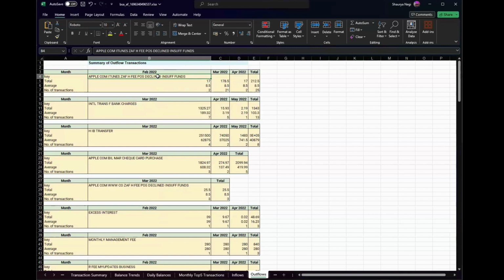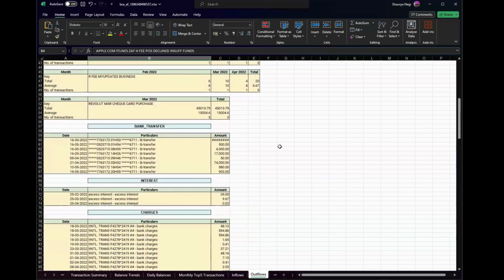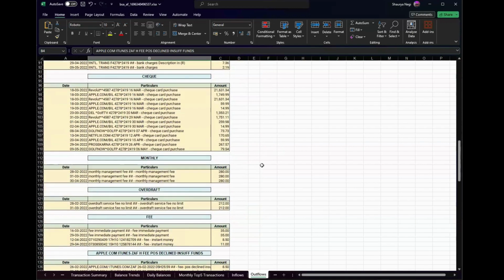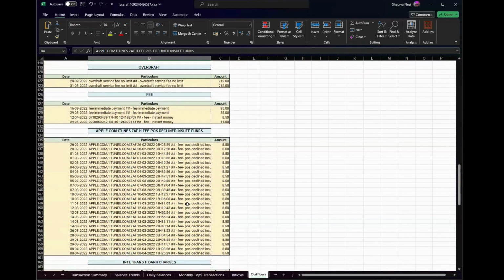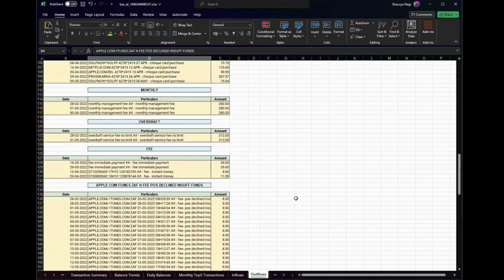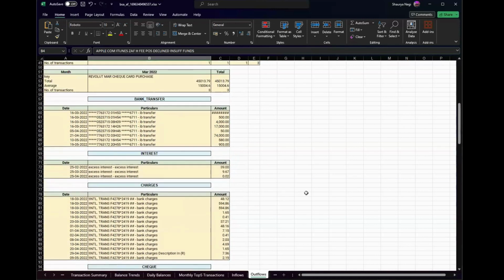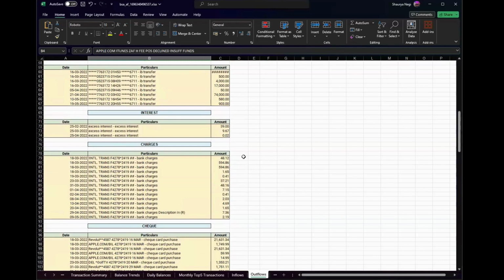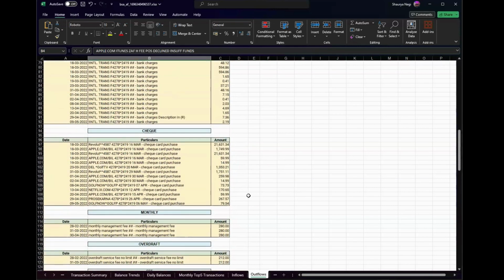And if you want to have a look at a particular transaction, just scroll down and you will find the transactions which are captured there. It captures all the inflow and outflow transactions, and also captures very important keywords such as interest, charges, check transactions, monthly transactions, which are very common in bank statements and can be of interest to a person or to a client.